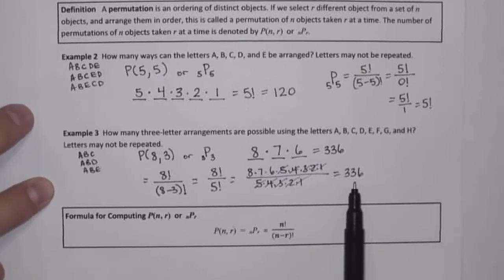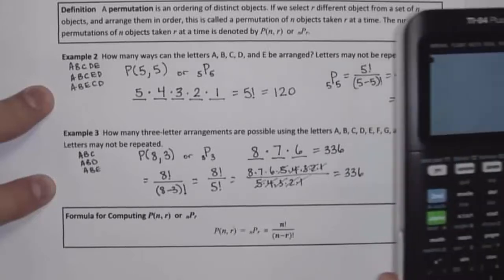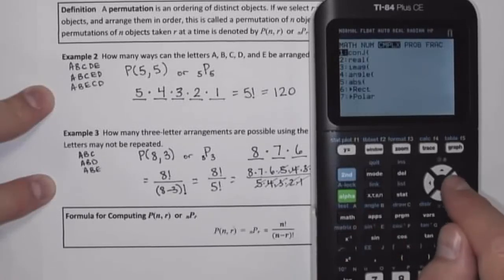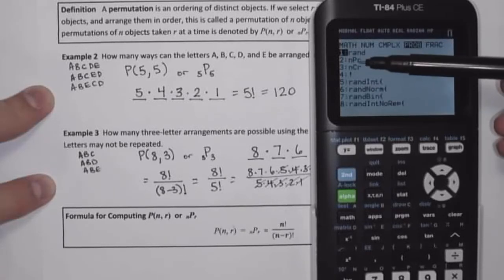Now, I also want to demonstrate that we can use our calculators to calculate permutations. If you have a TI graphing calculator, you will find the permutation button in the same location where we found the factorial button earlier. So if I go to Math and the probability menu, it's option 2 on my calculator, though it could be in a different location on yours. You can see we have nPr using the subscripted notation there.